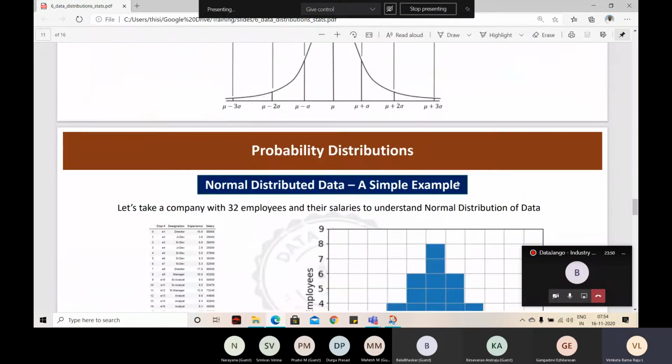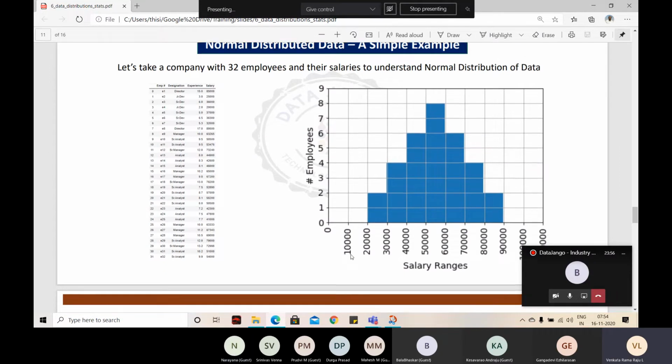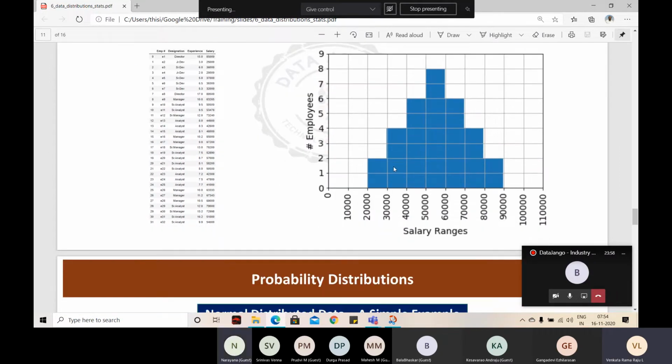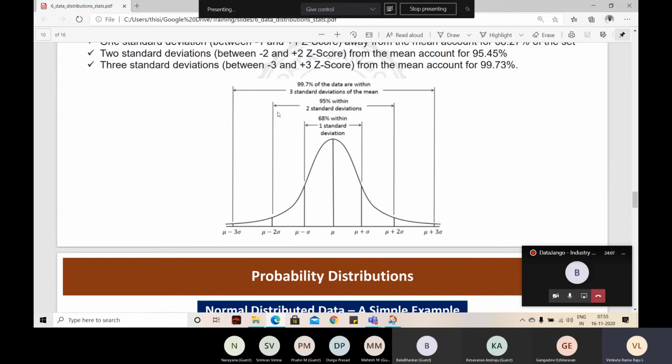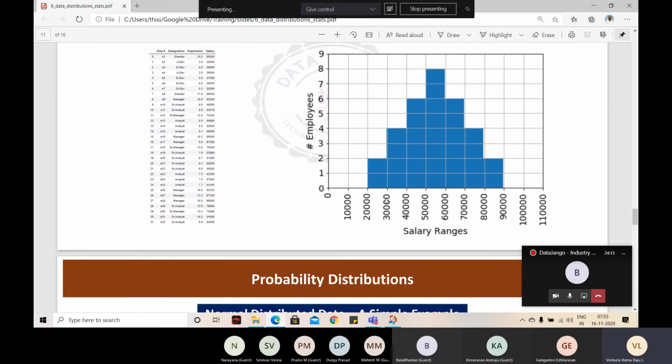If you look at this example, you should understand. I have taken 32 employee salaries and plotted them. When I plotted them, I got a bell curve, and that means the data is normally distributed. When data is normally distributed, we are saying 68% of the data should be within 1 standard deviation. What is the data here? The salaries of the employees.